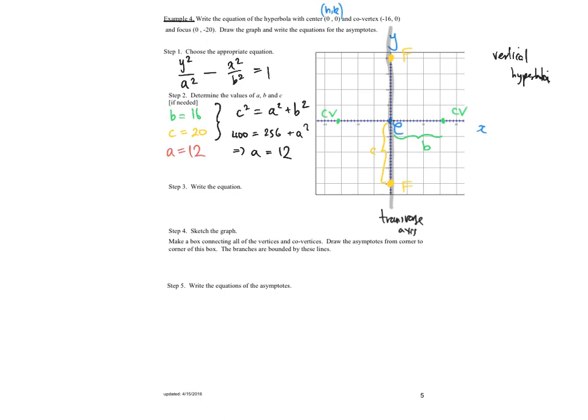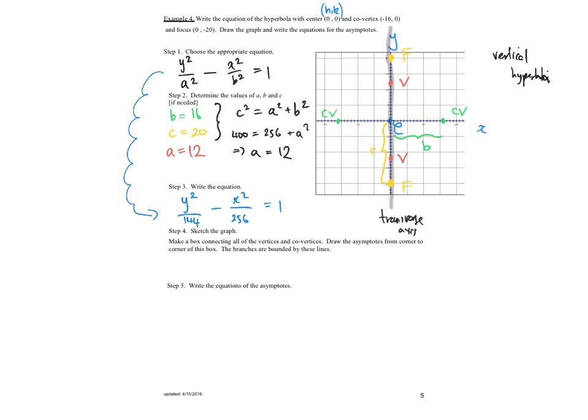So that means I can add on my vertices to my picture. Okay, so I should have a vertex on the transverse axis at 12, 0. That's one vertex, and another vertex at negative 12, 0. So before we sketch, we can at least complete our equation by substituting in. So I get y squared over a squared, that's 144, subtract x squared over b squared, that's 256, is equal to 1. That's our equation.